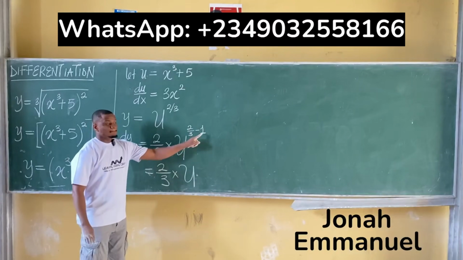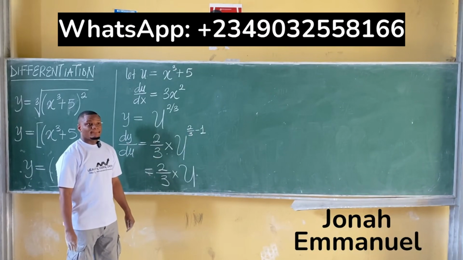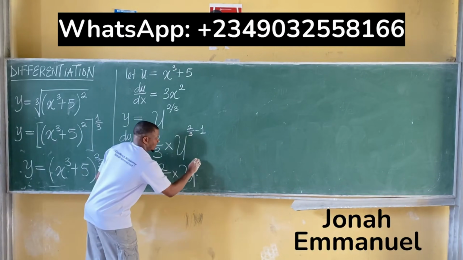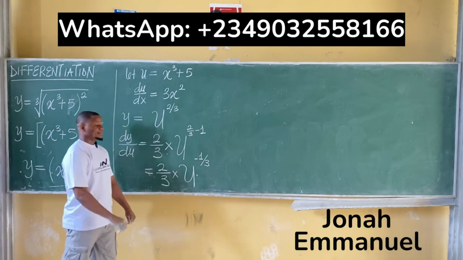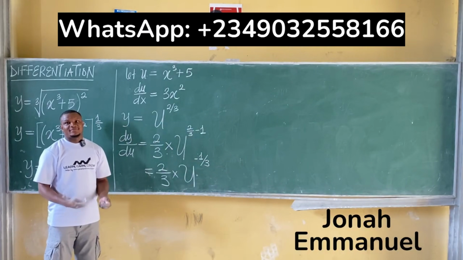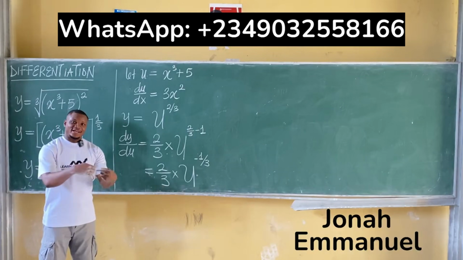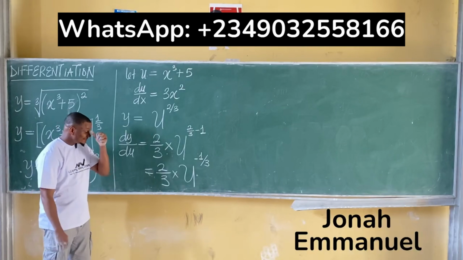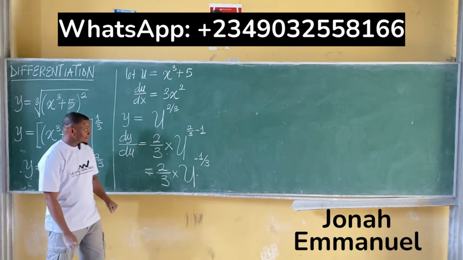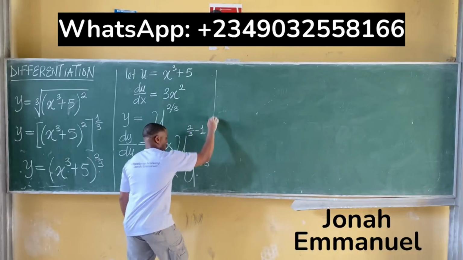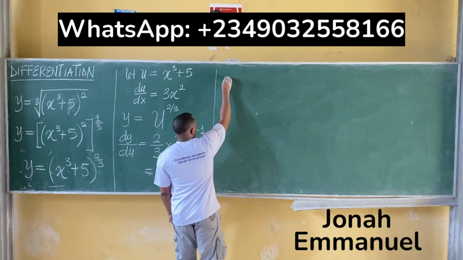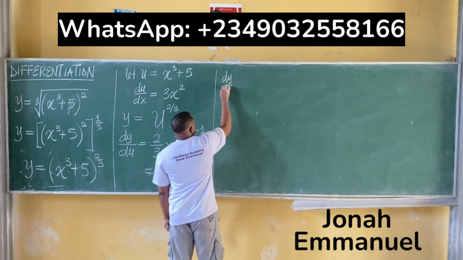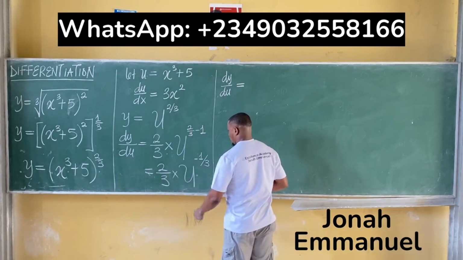What do you have here? Minus 1 over 3, please. It's just 2 over 3 minus 1. Collect your LCM. Okay, from here, dy/du is equal to, what do you have here?